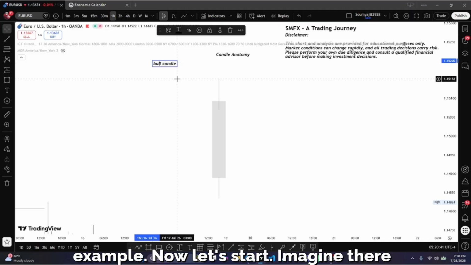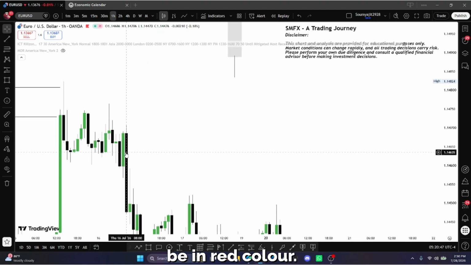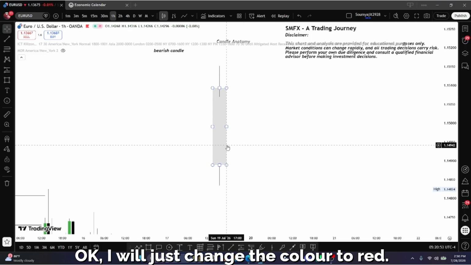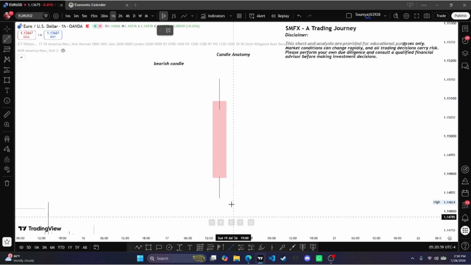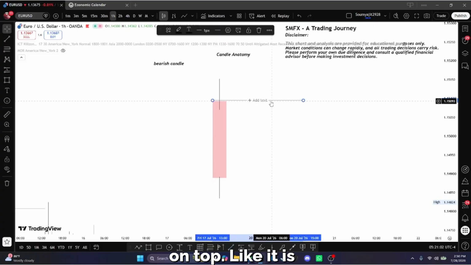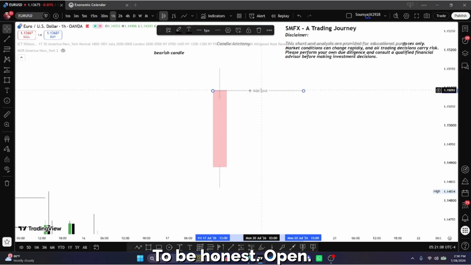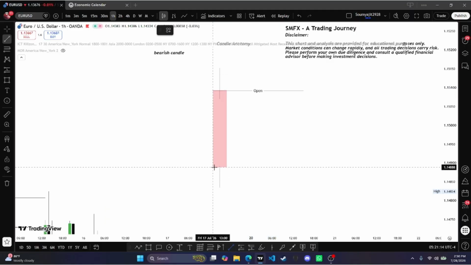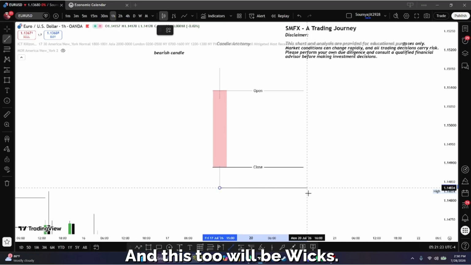Now that was the bullish candle example. Let's imagine there is a bearish example as well. A bearish candle is this one, in red color. I will just change the color to red. For a bearish candle, the open will be on top. It is just the reverse of the buy candle, to be honest. Open, close, and these two will be wicks.